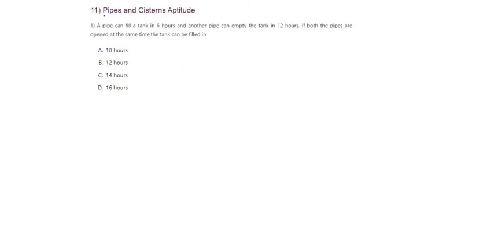So let's go with the next question, that is pipes and cisterns. Here your cistern is nothing but a tank for storing water. The place where you store water is called a cistern. It's also called a tank. Okay, this is also an important question. Most of the questions are of this type too.